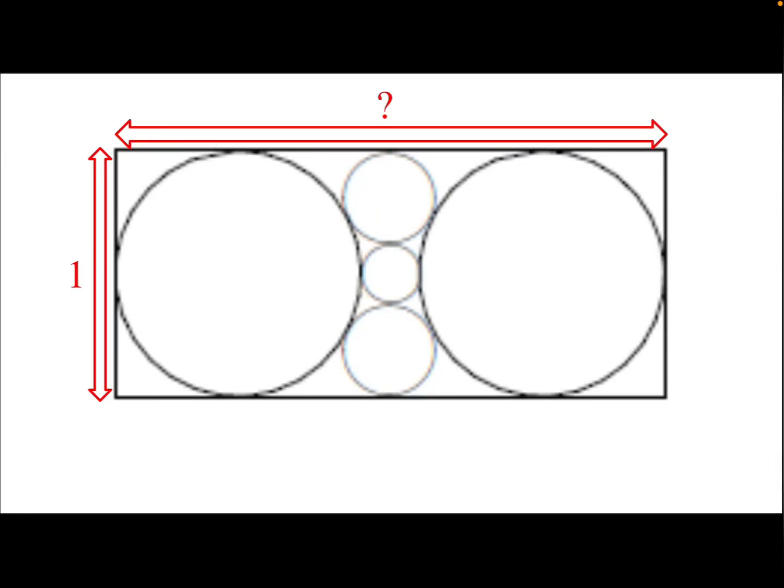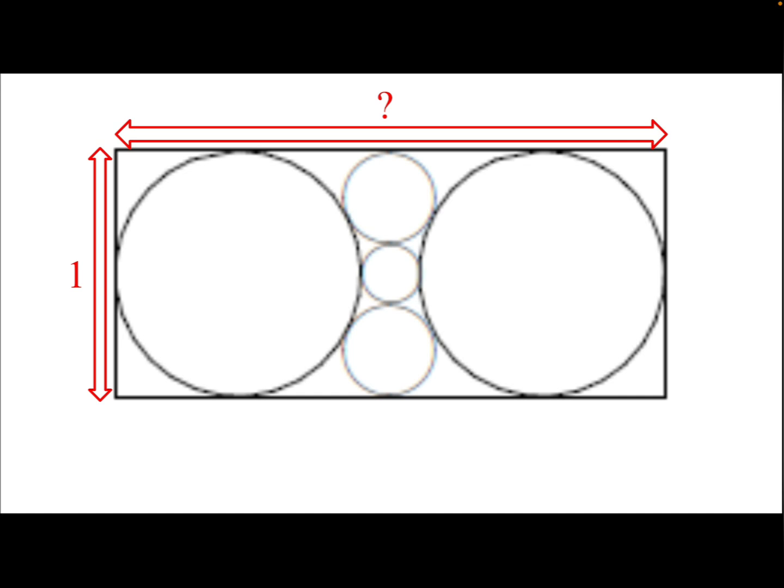Let's take a look at this problem. Here we have a rectangle. The length of the shorter side is 1. There are 5 circles inside the rectangle. These circles either touch the rectangle or touch the other circles.